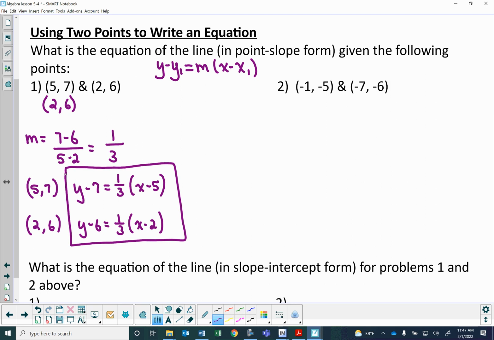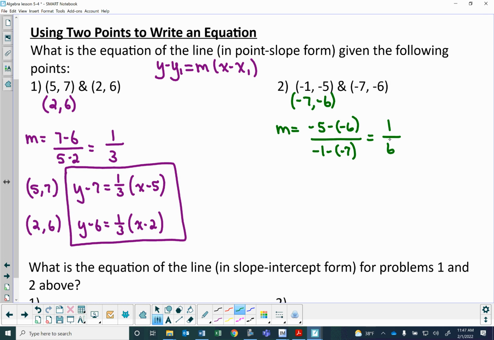Let's look at problem number 2. If I was to do problem number 2 here, again, I'm going to line up my points, -7, -6, so I can find my slope. My slope is going to be -5 minus a -6, which means -5 plus 6, over -1 minus a -7. -5 plus 6 is 1. -1 plus 7 is 6.